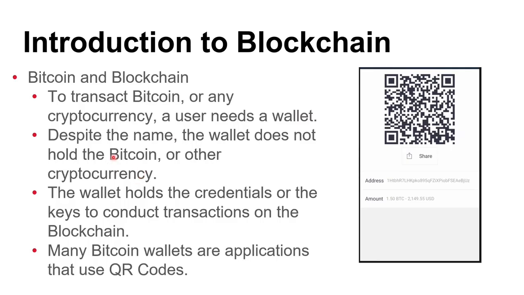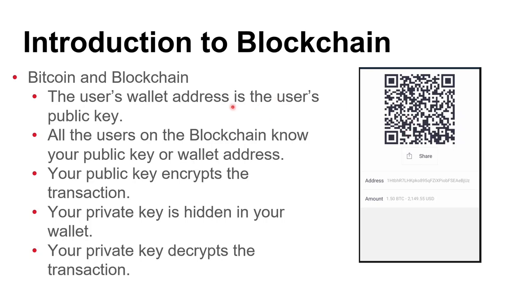And so the wallet itself does not actually contain any Bitcoin either. It contains your credentials to access the Bitcoin application. And the QR codes just simply make the transaction a lot faster and a lot simpler because everything can be done by an app. And you can see here the user's wallet address. This is called your public key. And everybody knows your public key, just like your address. If somebody wants to send you a letter, they need to know your address, and your address is public.